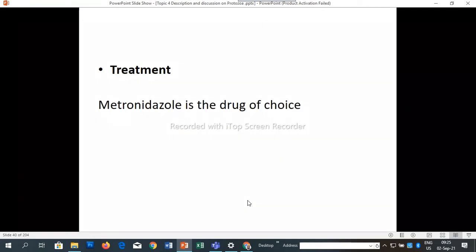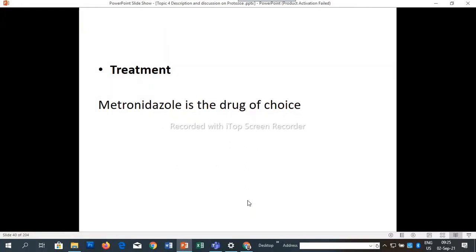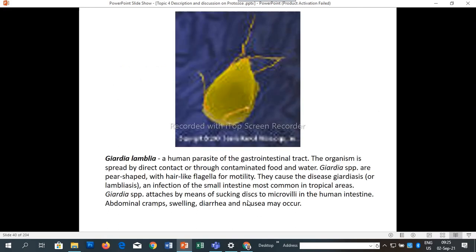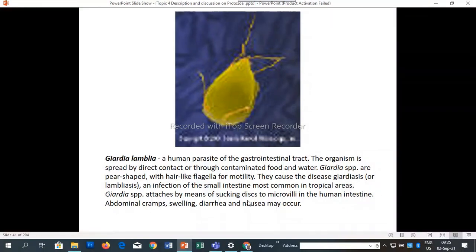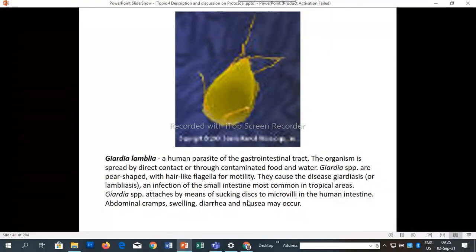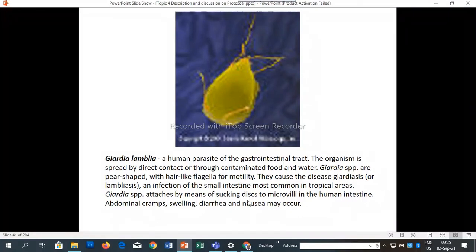Treatment also is similar to the previous parasite. Metronidazole is the drug of choice and is effective. So as I told you, the main problem that we have is not resistance to the drug, but that we are still living closer to the source of infection.